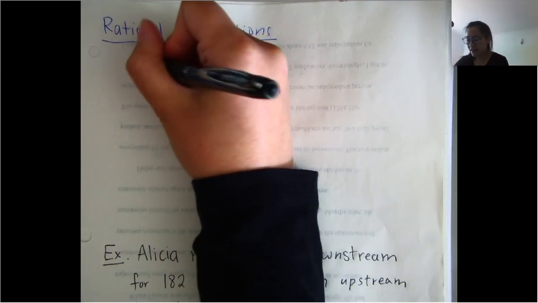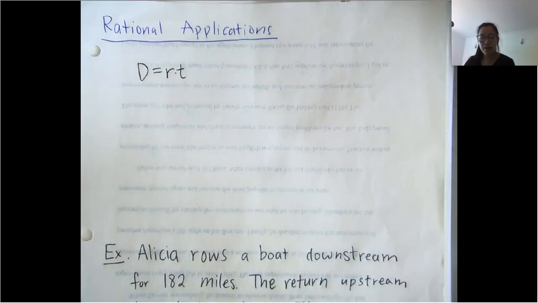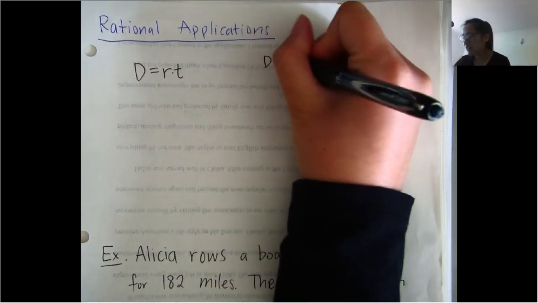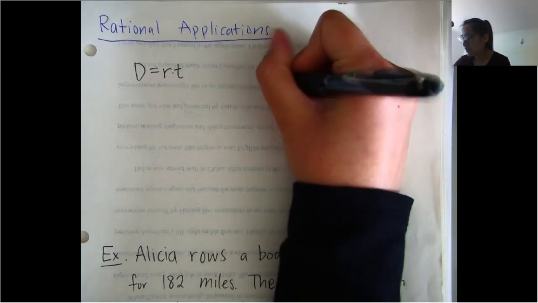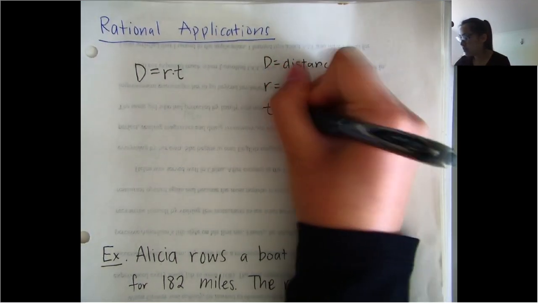So one of the things that we want to know is that distance equals rate times time. I'm sure some of you have heard of this before. And so we're going to write out the meaning of each of these variables just in case you haven't. So D equals distance, R equals rate, and T equals time.